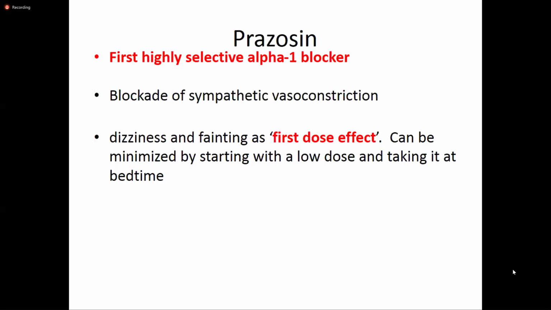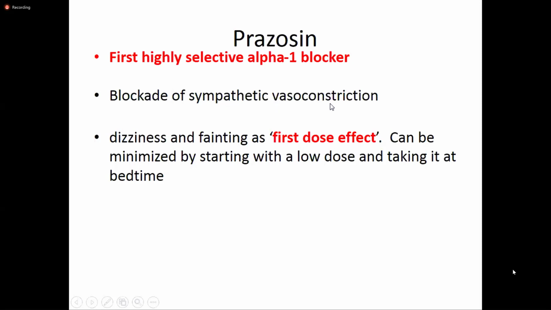So prazosin blocks these alpha-1 receptors, and hence it blocks the constriction of the blood vessels. That means it causes dilatation of the blood vessels, decreases the total peripheral vascular resistance, and decreases the blood pressure. Since it decreases the blood pressure, the main use of prazosin is in the treatment of hypertension, that is, increased blood pressure. It causes blockade of sympathetic vasoconstriction by blocking the alpha-1 receptors.